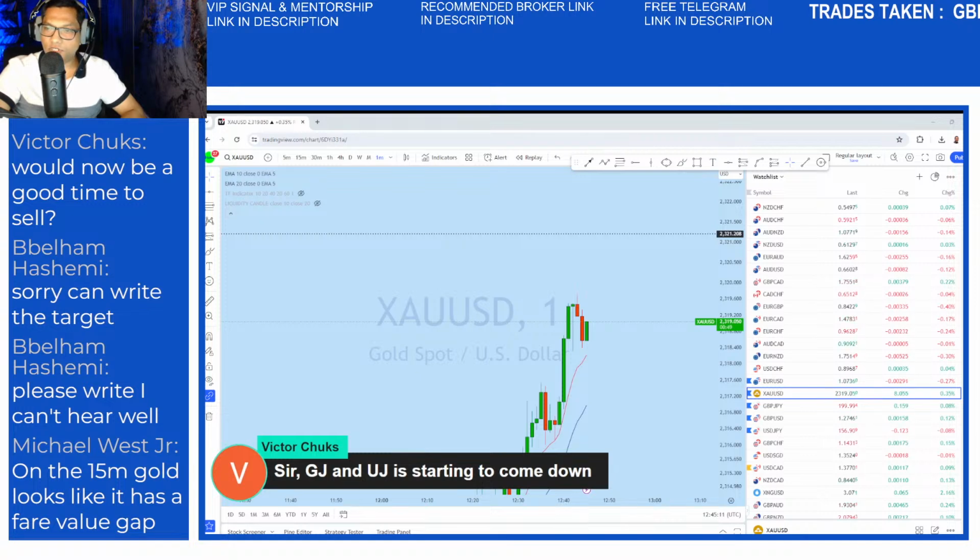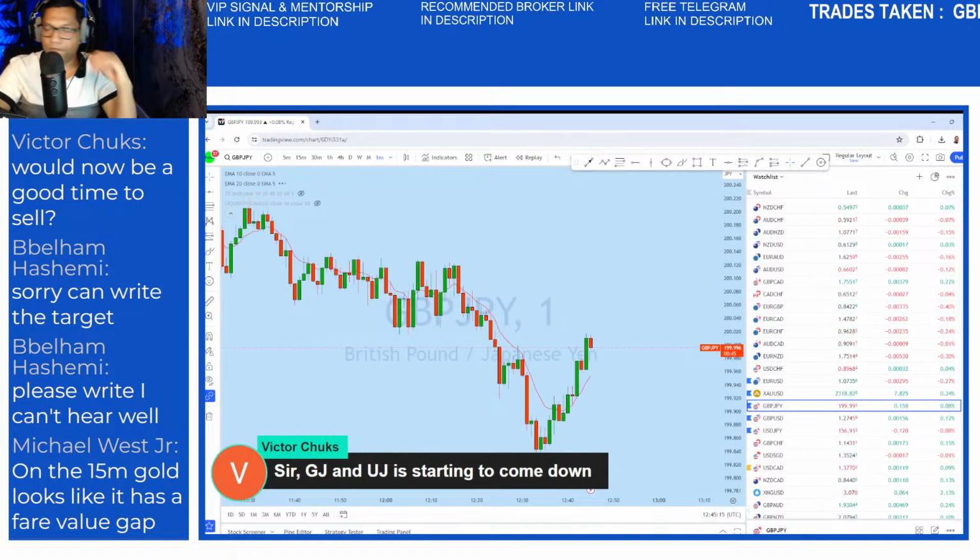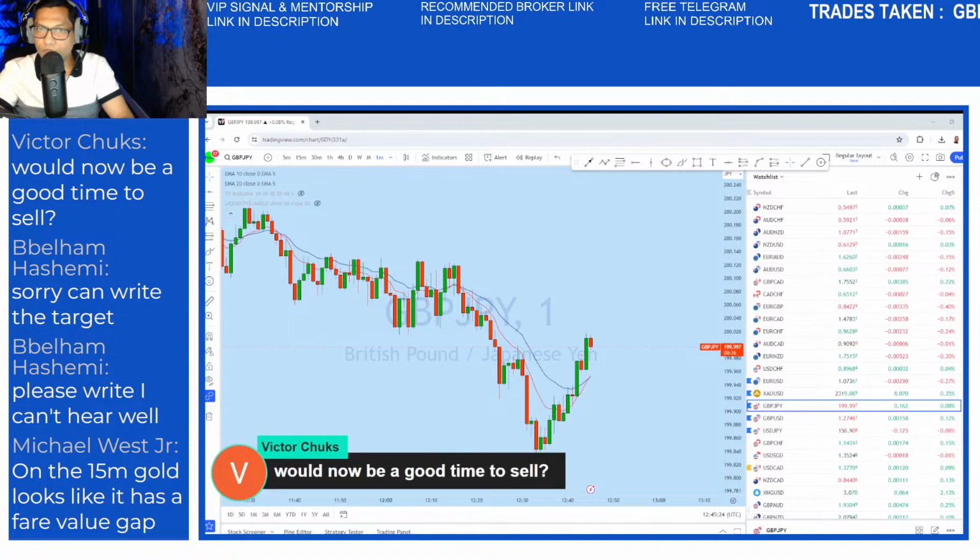Very interesting price action. Okay, it became a little bit out of mind. Would now be a good time to sell? You want to sell now? So can you write the target?